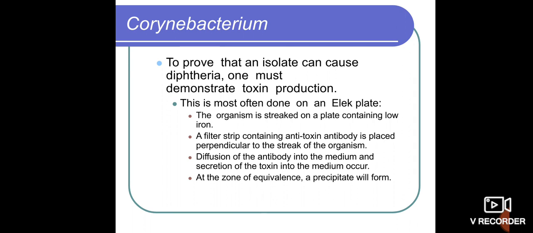The second type of diphtheria is the cutaneous type, which is prevalent in tropical countries. The toxin is also absorbed systemically, but systemic complications are less common than in upper respiratory infection with C. diphtheriae.